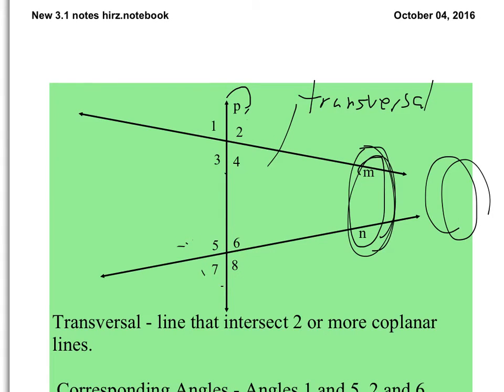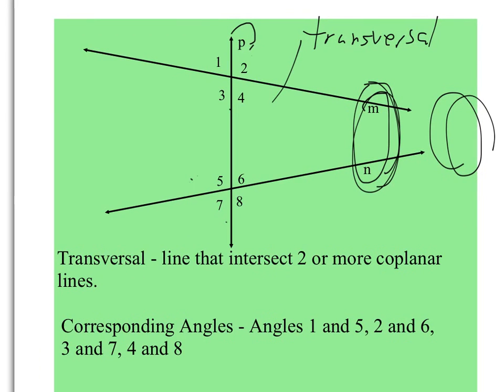Alright, so here we go. The first relationship that we're going to learn is called corresponding angles. When we have a transversal intersecting our two lines, we have common positions of angles. For instance, notice that angle 1 and angle 5 are both in the top left position of their group of 4. So angle 1 and angle 5 would be considered corresponding with one another.